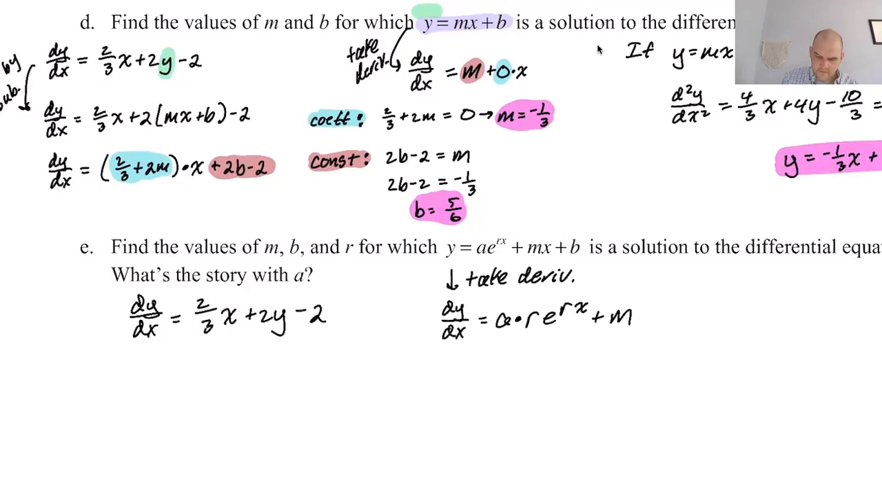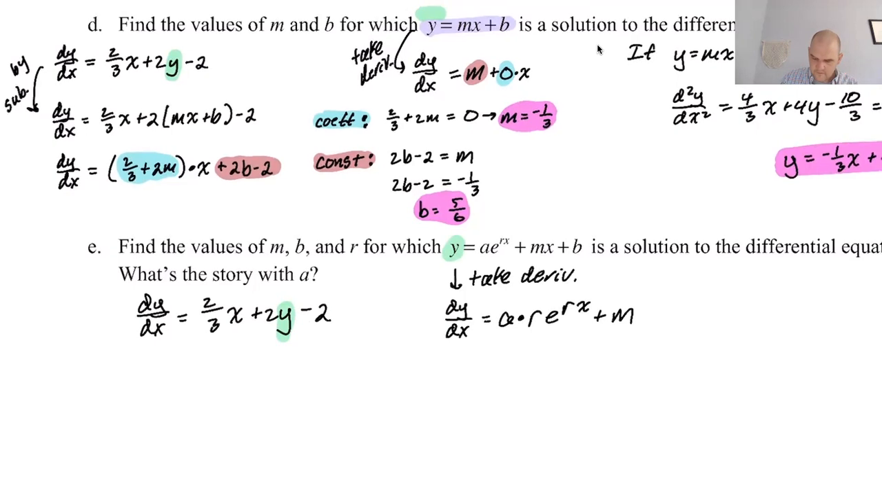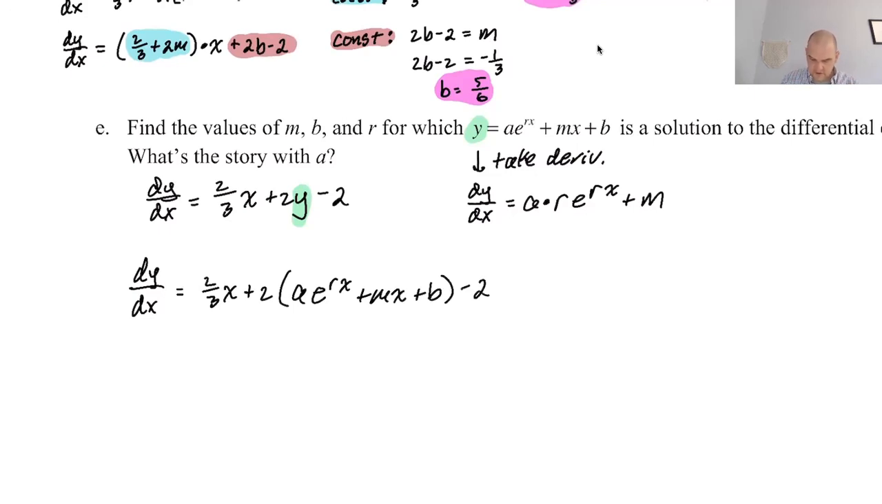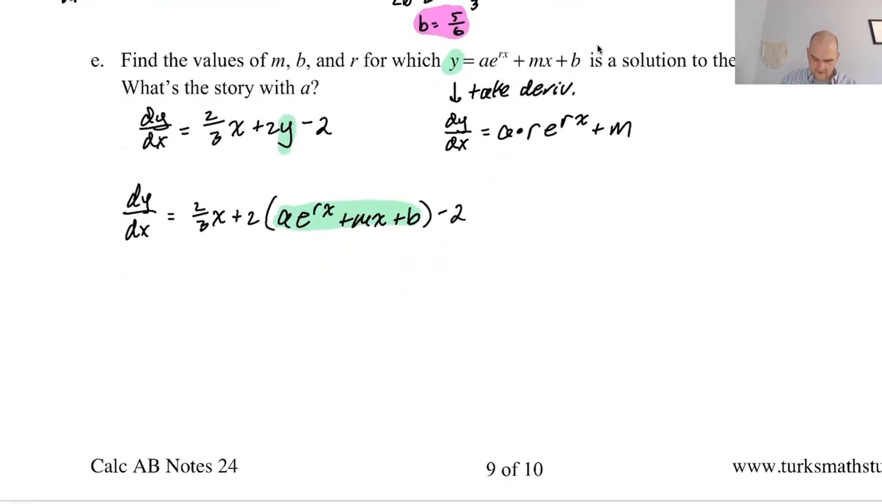Now what I'm going to do is I'm going to go over here and I'm going to notice there's a y. And I'm going to look here and see that there's a y. I can substitute, right? So I can also write dy dx equals 2/3 x plus 2 times, well, what is y? Y is a e to the rx plus mx plus b. Kind of gross. And then minus 2, because we're just substituting, right? So this is y that we substituted. Okay, we should definitely clean this up.